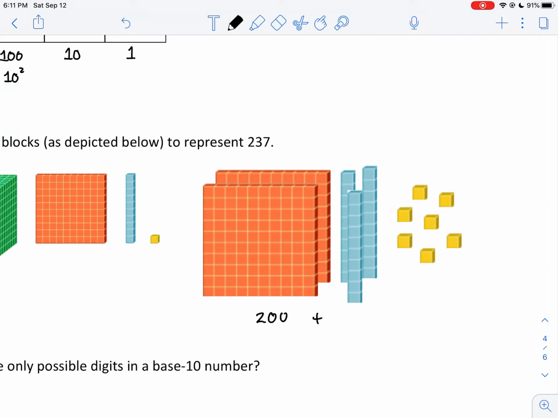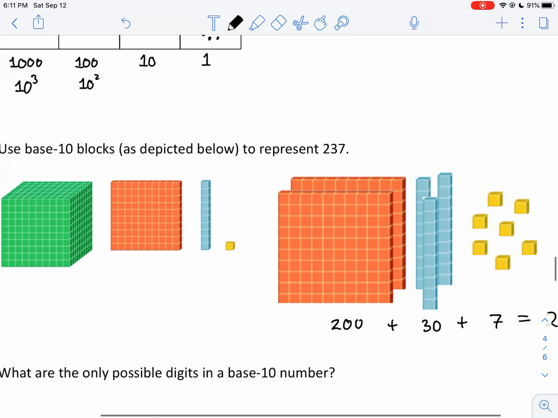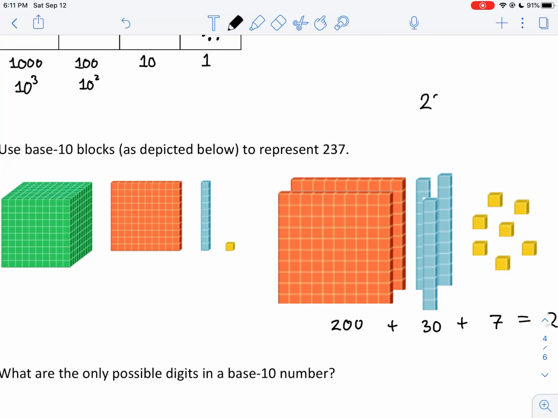2 hundreds plus, and we're combining 3 tens, and we're combining that with 7 ones, right, to represent this 237 value. Right, if there were a number in front of the 237, like a 5237, then we would need 5 of these 1,000 blocks to help represent that number as well.